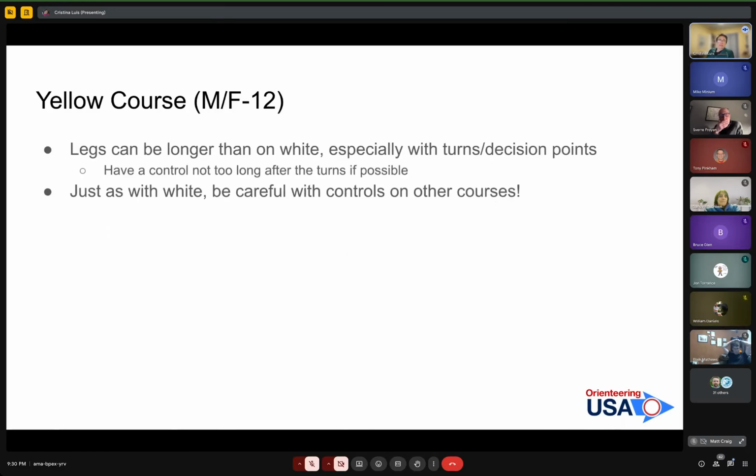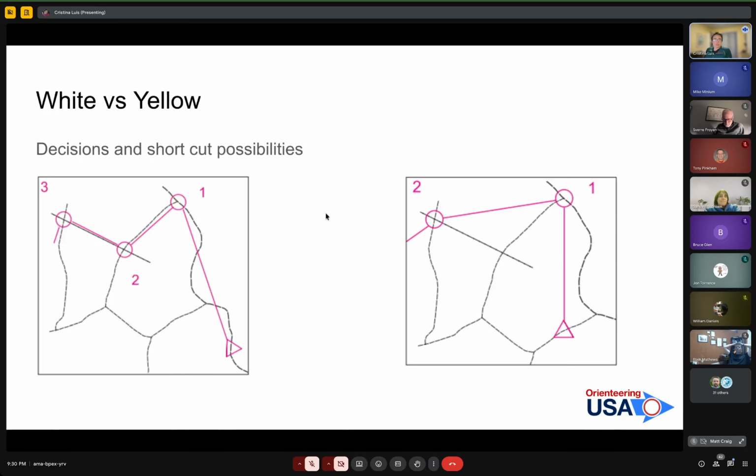Ooh, 7:30 already. All right, we're going to wrap up with yellow here. So your legs can be a little longer, especially if they have some turns, but try not to have them make turns and then have it be a long way to their control, because they want verification they've done it right. And be careful with controls on other courses. Let's just see what we got here.